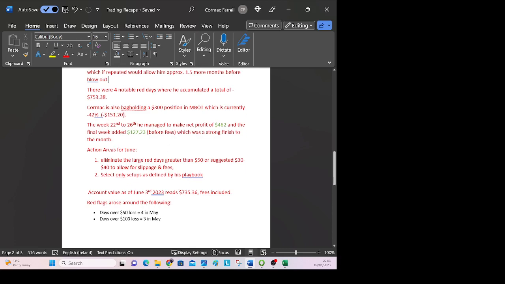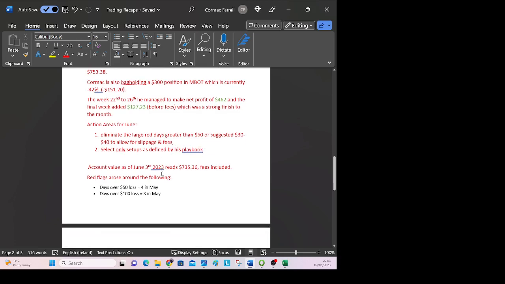Action areas for June: eliminate the large red days greater than $50, or suggested $30 to $40 to allow for slippage and fees. Select only setups as defined by his playbook. So I did fall into a little bit of not going for my playbook setups near the end of the month, chasing weakness and so on.